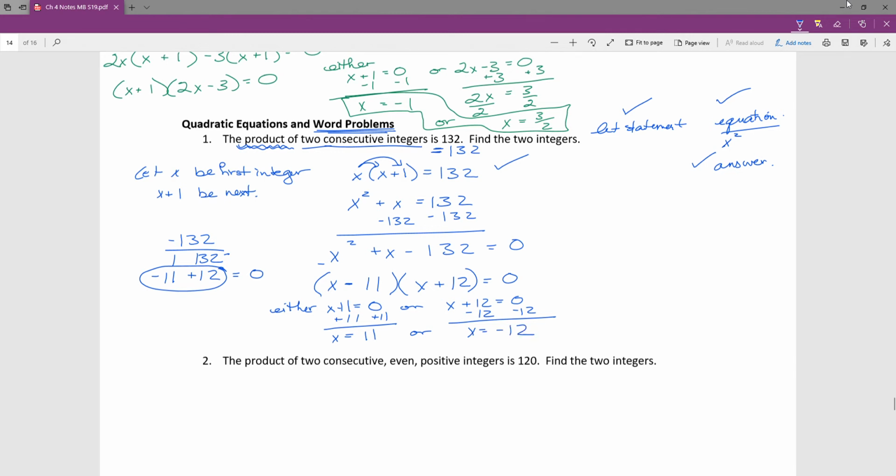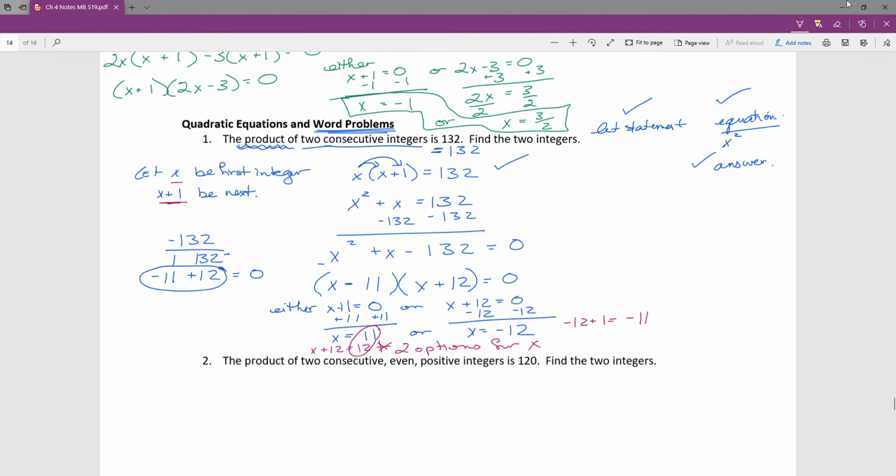So this is where things get tricky, and I put a little asterisk in the notes here. You have two options for your x value. And so we can take both of these and trace them back into our let statements. So option 1, if I were to take x and x plus 1, that would be 11 and 12. So 11 and 12 are consecutive integers. If I took my other option and had negative 12 plus 1, so remember x plus 1 is the next integer, then I get negative 11.